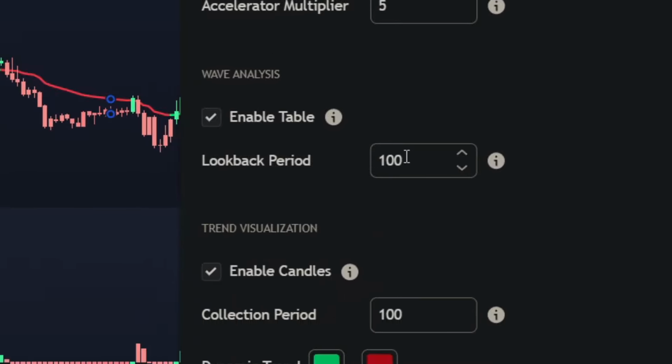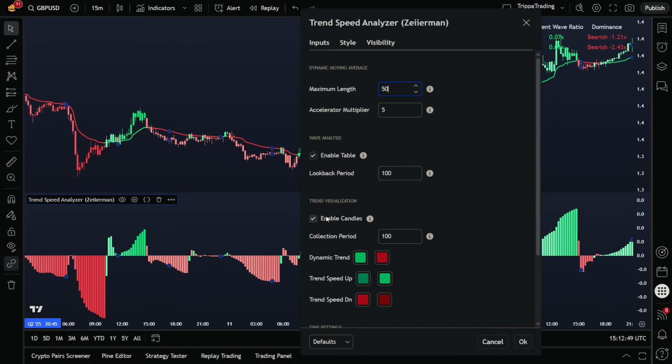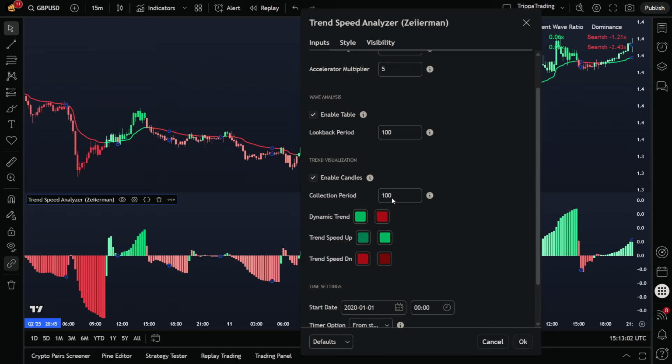Next is the look back period. This controls how far back the indicator goes to calculate the wave statistics. For the info table, the default is 100, but increasing it to 150 can give you a smoother and more stable read, especially on higher time frames. And then we have two simple toggles, one to turn the table on or off, and one to enable candle coloring. If you turn the candle color option on, the price candles will change based on trend direction, which makes it easier to spot visual trends at a glance.